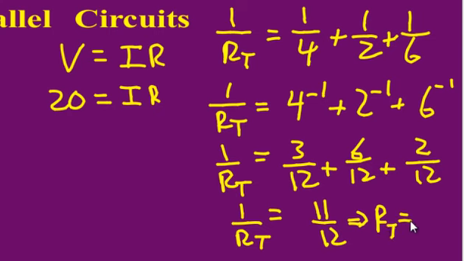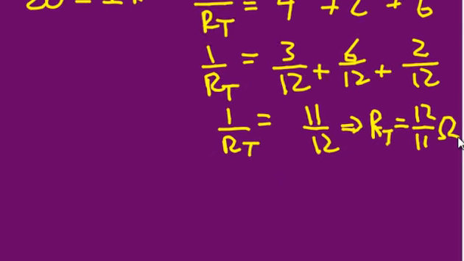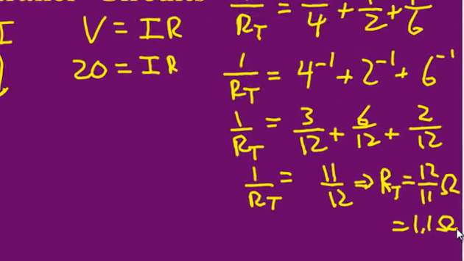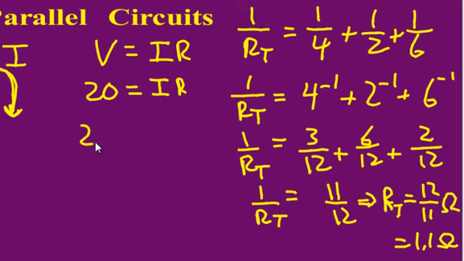And what we get then is a total of 12/11, right? 12/11 in the symbol, the unit is still ohms, okay? This comes out to about 1.1 ohms, all right? Now we can bring that over here back to Ohm's law, right? And we can put that total resistance right here, okay? And we can solve for the total current coming out of the battery.